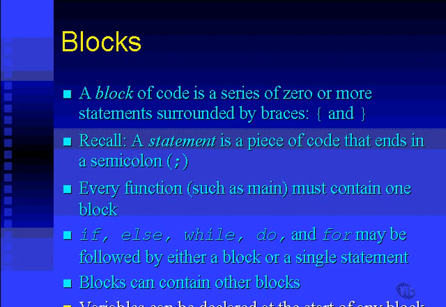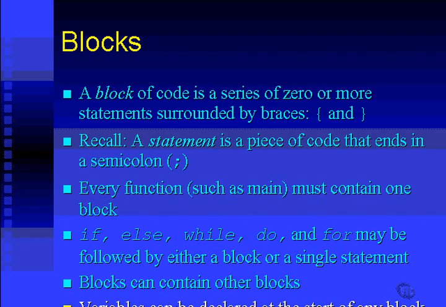Now, finally, variables can be declared at the start of any block. I mentioned before to you that variables can only be declared at the beginning of a function. What I was really trying to say was you can't just declare a variable willy-nilly anywhere within a function. But if you recall, a function contains one block, and if you can declare a variable at the beginning of a block, then you declare a variable at the beginning of the function, which is what we learnt.